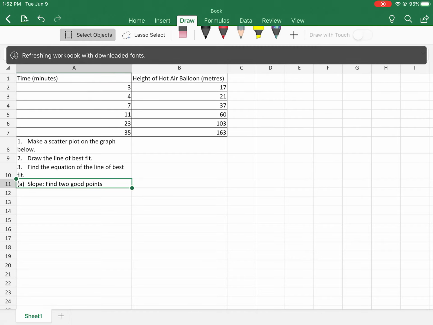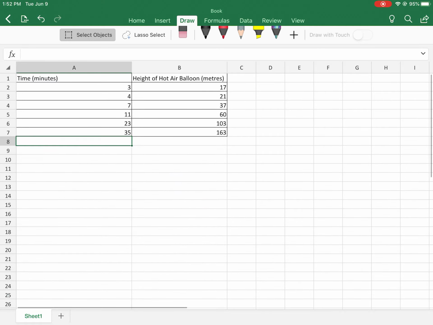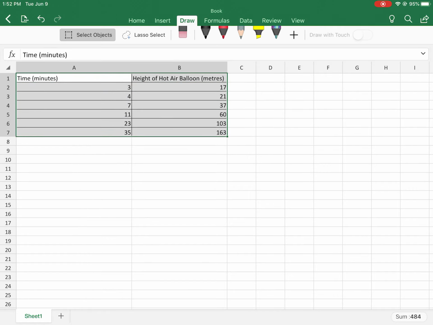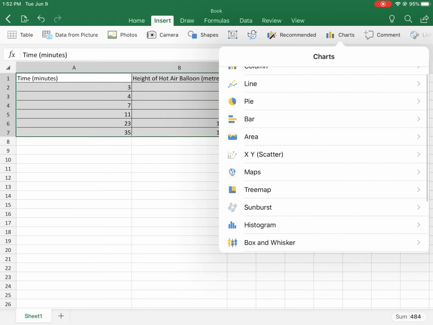Let me get my keyboard activated here. And we'll get rid of some of this other stuff. I don't need all of that. I just need those two columns. There we go. Now, then I'm going to highlight those columns right there, like so. And I'm going to go to Insert, Charts, and it says Scatter Plot.